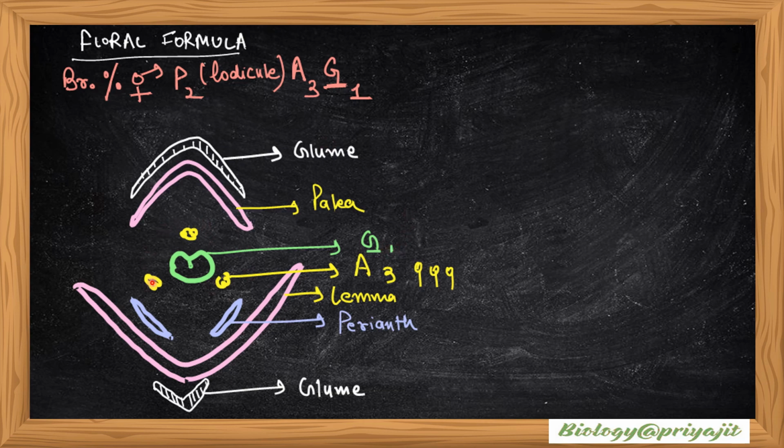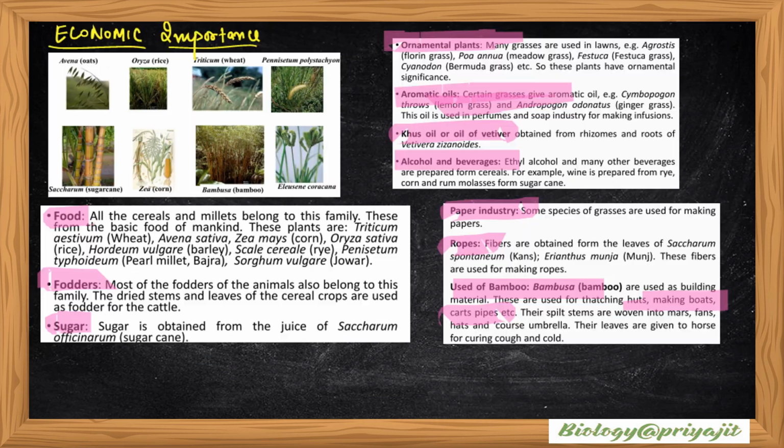There are 3 androecium and 1 gynoecium. This is the floral formula. Economic importance. All the cereals and millets belong to this family. These form the basic food of mankind.